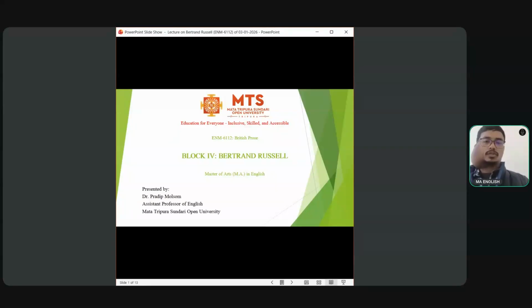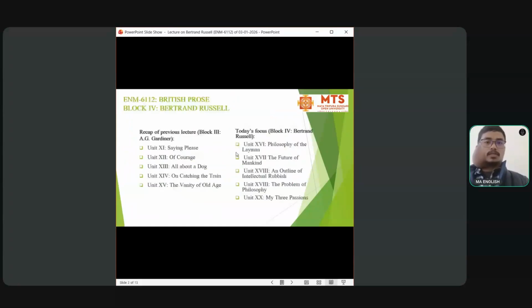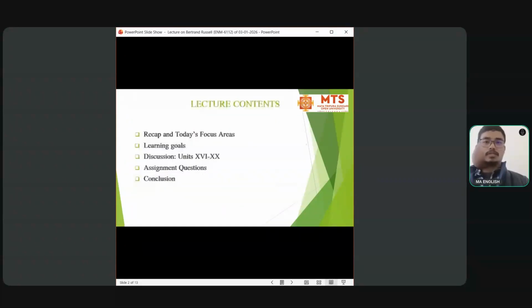So before that, let's move on to the lecture contents. As you can see here, first we shall look into the recap of the previous block, and then today's focus areas. After that, learning goals, and then in-depth discussions of units 16 to 20, then assignment questions. And finally, we shall conclude the lecture.